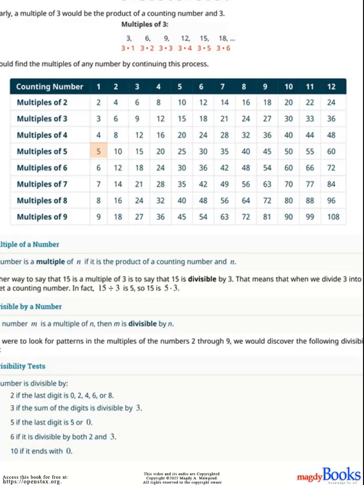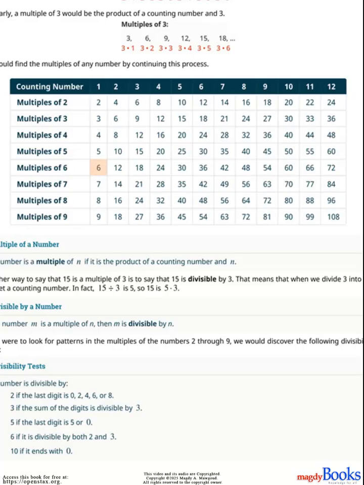Multiples of 5: 1 times 5 equals 5, 2 times 5 equals 10, 3 times 5 equals 15, 4 times 5 equals 20, 5 times 5 equals 25, 6 times 5 equals 30, 7 times 5 equals 35, 8 times 5 equals 40, 9 times 5 equals 45, 10 times 5 equals 50, 11 times 5 equals 55, 12 times 5 equals 60.